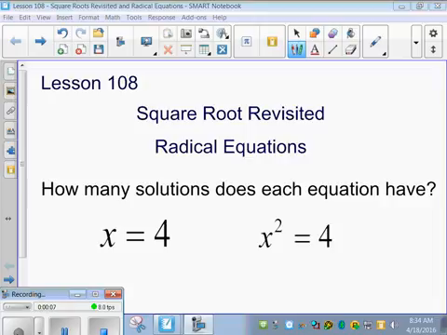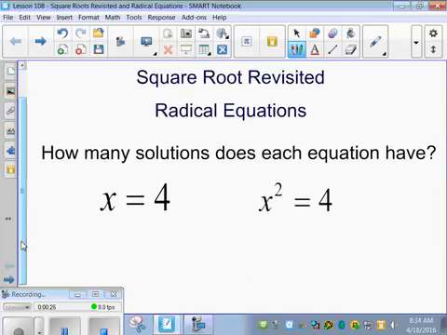Alright, so lesson 108, square roots revisited and radical equations. Radicals is just another way to say square roots. We're going to solve these equations. So, how many solutions does each of these have?